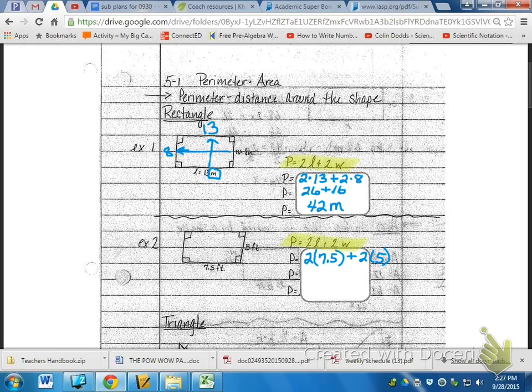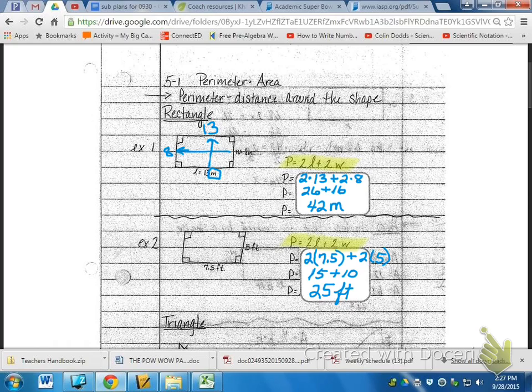Okay, so by order of operations, what's 2 times 7.5? 15. Plus 10, which would be 25. And how would we label that, Tora? 25 feet. Okay, questions about that? So that's just a plain old straight up perimeter problem involving rectangles. Any questions?